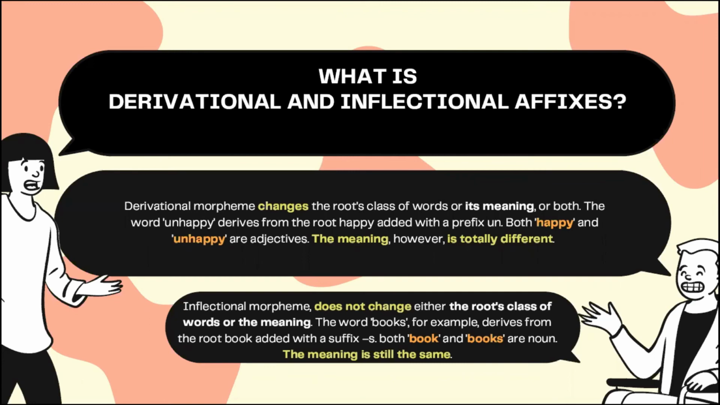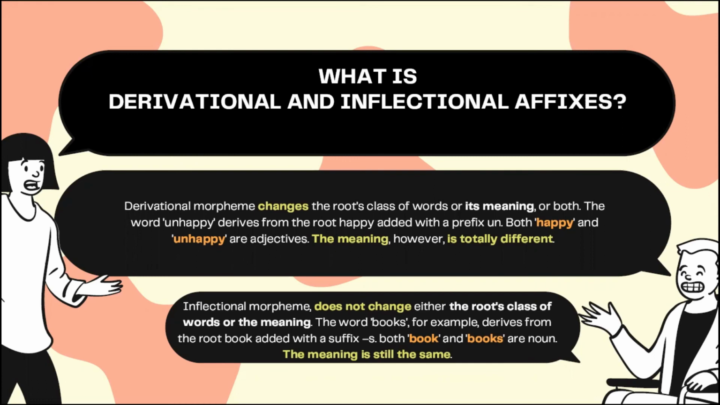Another example, run is a verb, right? But if I add er at the end, it becomes runner, and it changes the part of speech, the word class of the word. Run is a verb, and runner is the actor, the doer, so it is a noun. So it changes from a verb to a noun. Yeah, that's an example of a derivational morpheme.